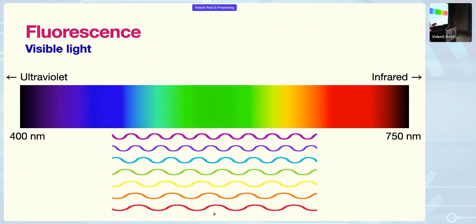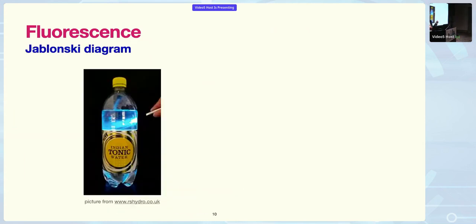So what's important here is that ultraviolet or violet light has higher amount of energy than blue light. So that will be important for tonic water. Because if we shine this ultraviolet light on our tonic water, it doesn't shine violet, but it's blue.